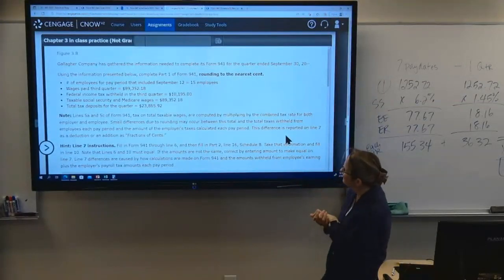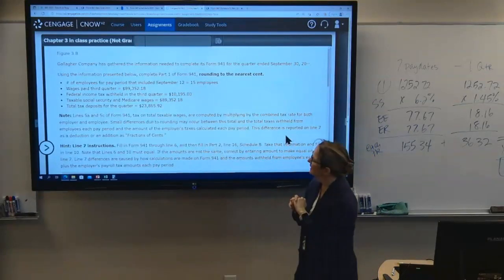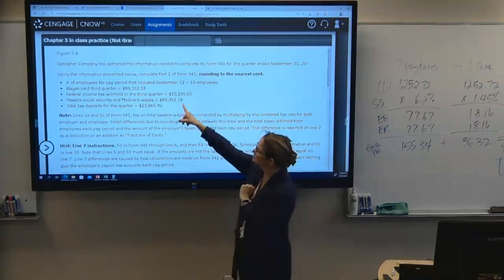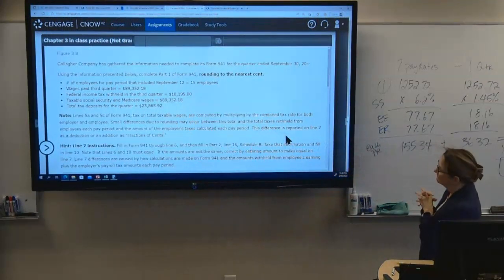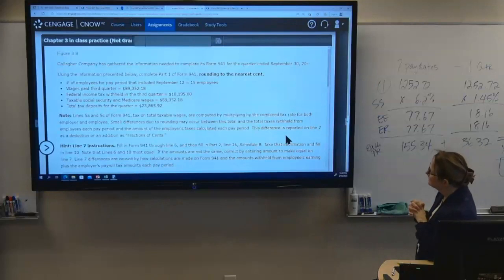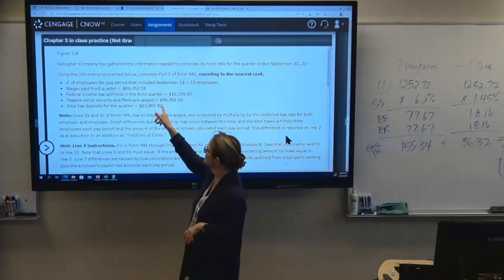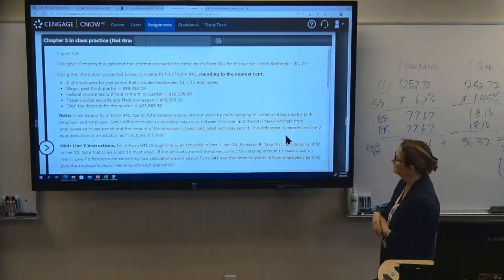Okay, number of employees for that pay period, including September 12th, 15. Wages paid, 89,352.18. Federal income tax withheld. Social Security and Medicare taxes, wages, and then the total deposits for the quarter. In this one, they want us to just fill out part 1. They're not asking us, and they haven't given us enough information to determine whether this was a monthly deposit or semi-weekly.